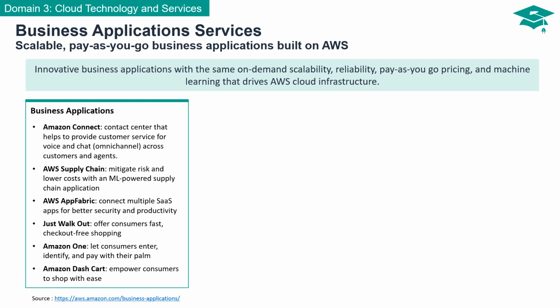Amazon Connect, a versatile contact center facilitating customer service through voice and chat, ensuring an omni-channel experience for both customers and agents. AWS Supply Chain, this ML-powered application helps mitigate risks and lower costs in the supply chain domain, providing valuable insights. AWS AppFabric, enhance security and productivity by connecting multiple software as a service, SaaS, applications seamlessly.